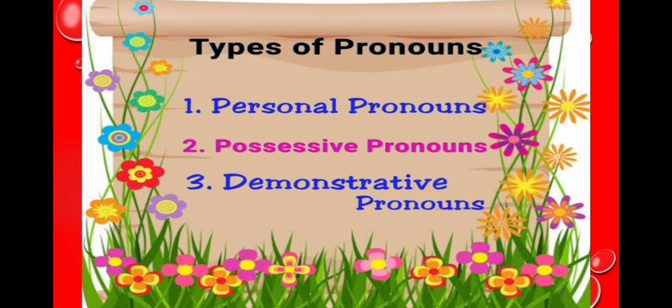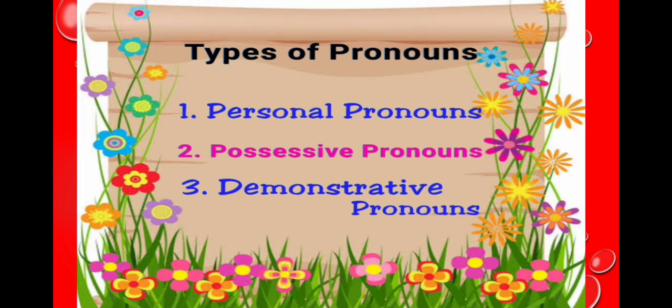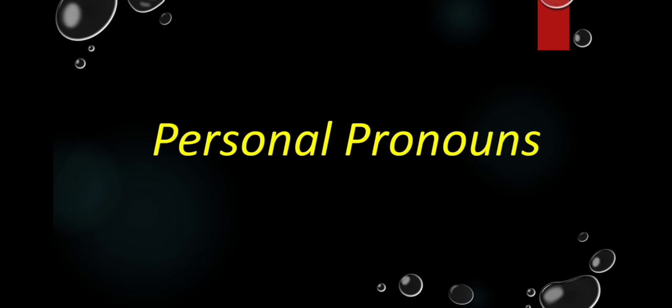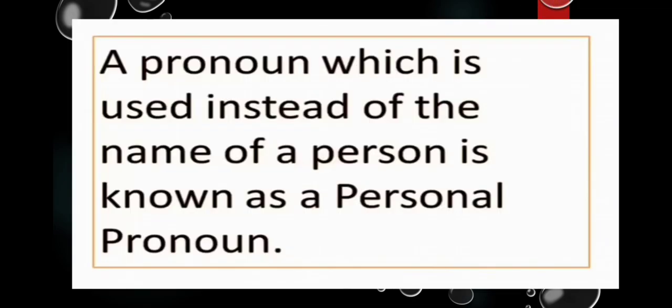Now let's see the different kinds of pronoun: personal pronoun, possessive pronoun, demonstrative pronoun. Firstly, we are going to discuss personal pronoun. A pronoun which is used instead of the name of a person is known as a personal pronoun. We can say that it refers to a specific person or thing. It changes its form to indicate person, number, gender and case.